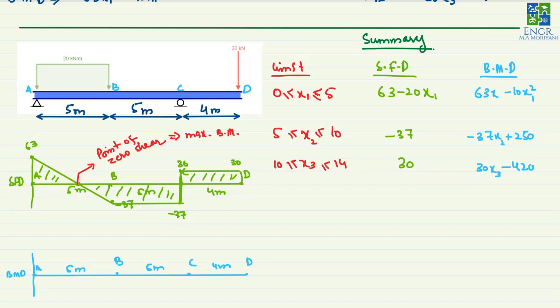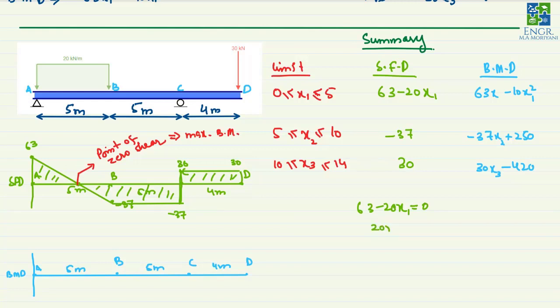Once we know the location of this zero shear, we will be able to know the value of the bending moment at this point, because that will represent the maximum bending moment. So in order to calculate that, we have to equate the equation for this region to 0. If we equate the equation for the shear force, which is 63 minus 20 x1, to 0, then we will get the value of x1 at which this shear force is 0.